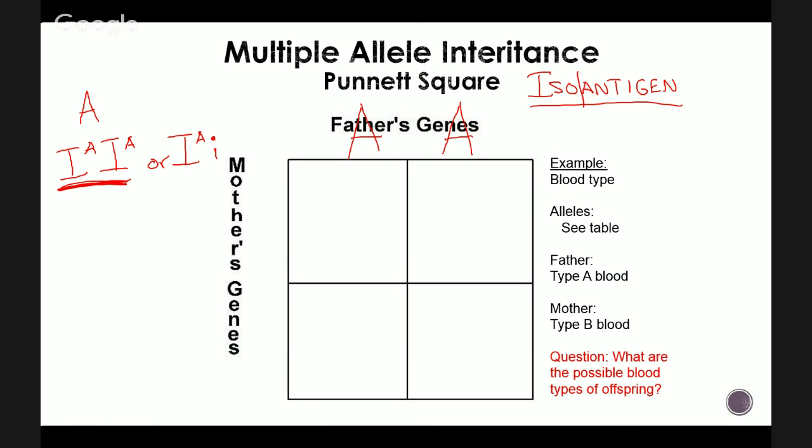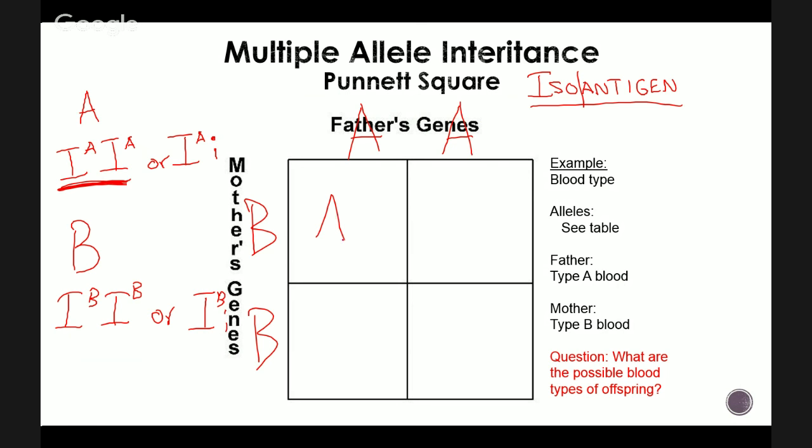Okay, but we have the other one we can do. Now for the mother, she has type B. So what are the possible genotypes for B? Very similar: IB IB, IB. Let's start with mom. If we did this, what would we get for blood types for the offspring? They would all be AB, type A. Okay. That's one possible.